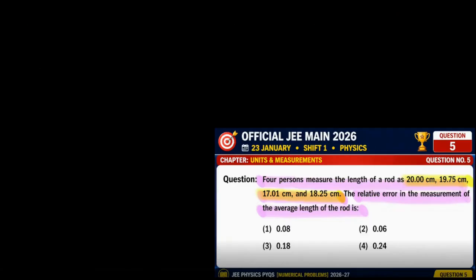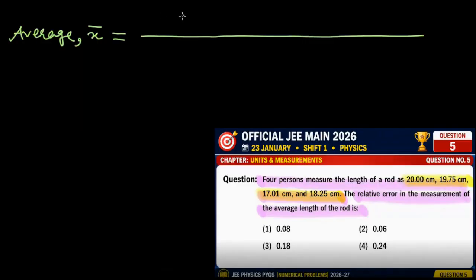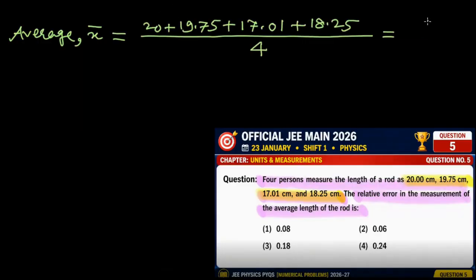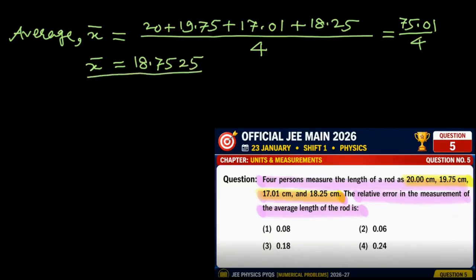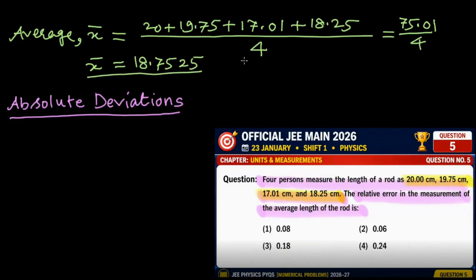First we calculate the average x bar, which is the sum of observations upon 4, which equals 75.01 upon 4. This gives average length x bar 18.7525. This average is our best estimate. Next we have to find absolute deviations from this mean value.